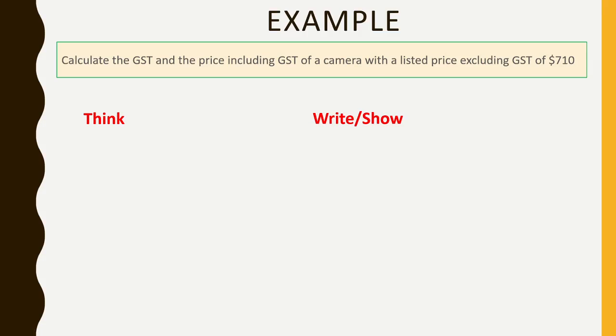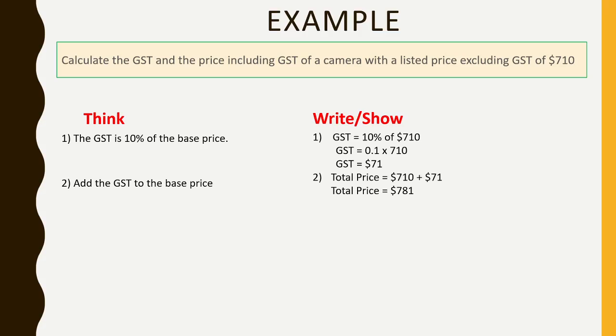So here's an example. Calculate the GST and the price including GST of a camera with the listed price of $710 excluding GST. So we know that the GST is 10% of the base price. So we work out 10% of 710, which is 0.1 times 710, which is $71. Now for part 2, which is the final price, we add it to the base price. So we get $710 plus $71 is $781 in total.